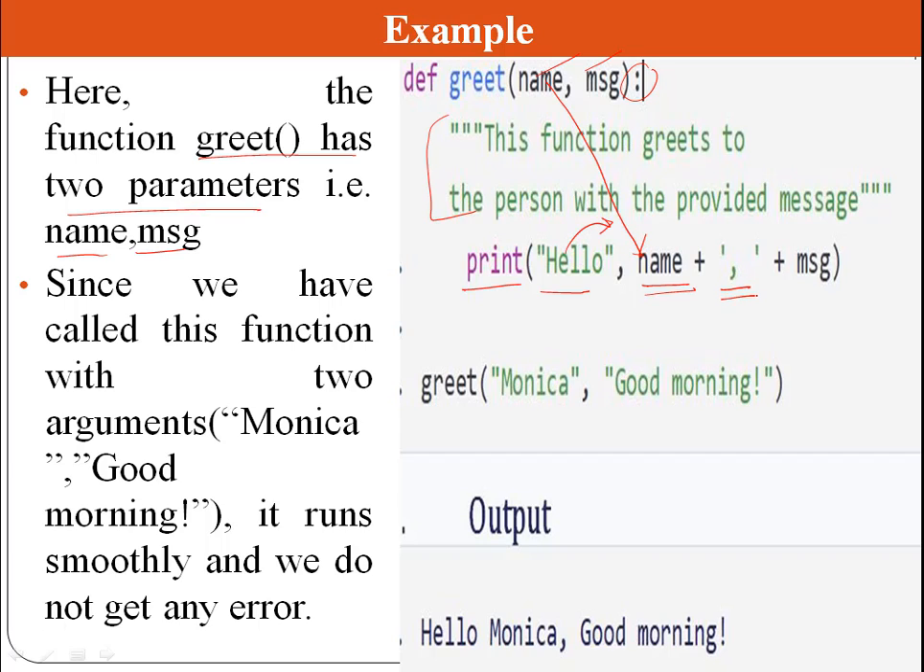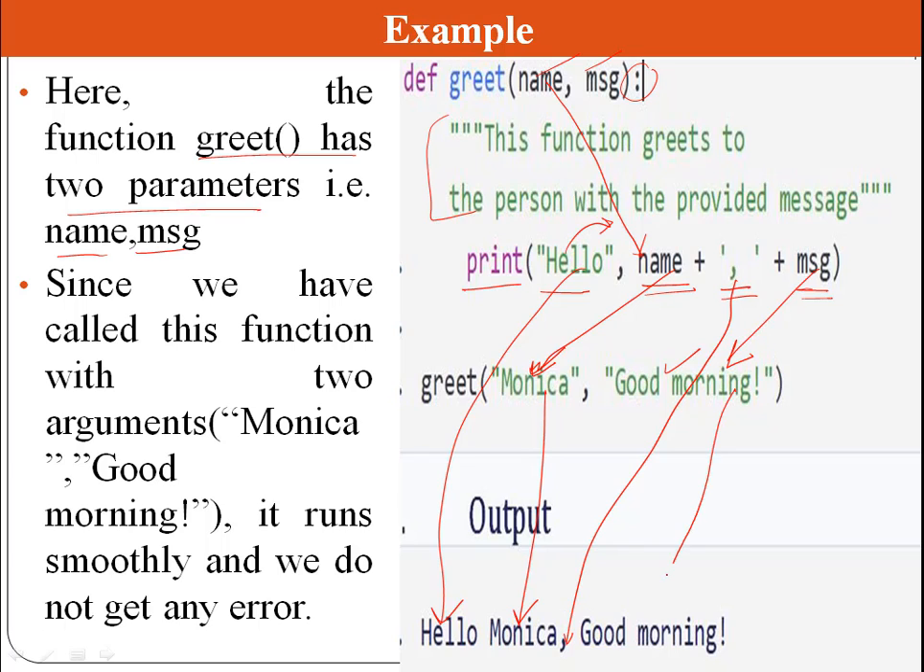So for greet, you will be passing two arguments. This is the message you want to display on the screen. This is the name, as an argument value you have given. When it is called, first this hello will be printed, then this name will be printed, and then this comma will be printed, right? And then the message you have over here will be displayed. So hello Monica, good morning will be displayed. Since you have called this function with two arguments, it runs smoothly and we do not get any error.